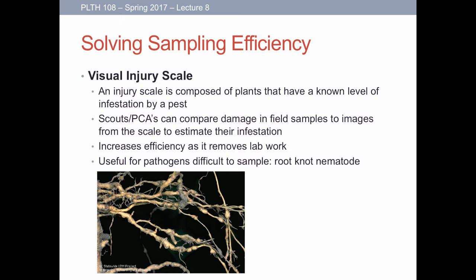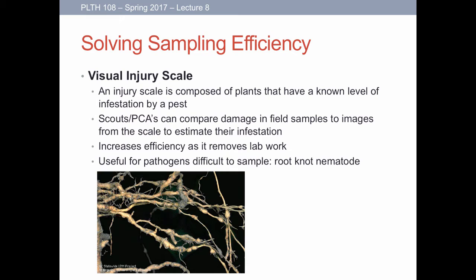And essentially what a researcher has done is they figured out the amount of damage you see on a plant with known infestations of the pest. So for example, if we are looking at the roots for, say, root knot nematode, someone has infested a bunch of plants at known rates of root knot nematode. They'll pull up the plant, look at the roots, and they'll say, oh, if you have this many knots, it correlates most closely to this concentration of root knot nematodes. And you can come up with a nice scale to estimate the population size from there.